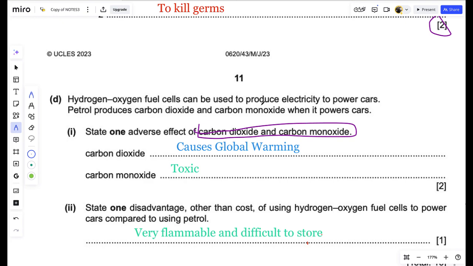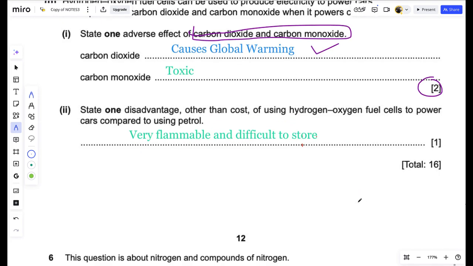Now state 1 adverse effect of carbon dioxide and carbon monoxide. One of the big problems is that carbon dioxide can cause global warming. We know this, right? CO2, SO2 and methane are part of these global warming gases. Then what is the effect of carbon monoxide? It is toxic and poisonous. And then you get your 2 marks if you're able to give these 2 points. Now we move to the next one.